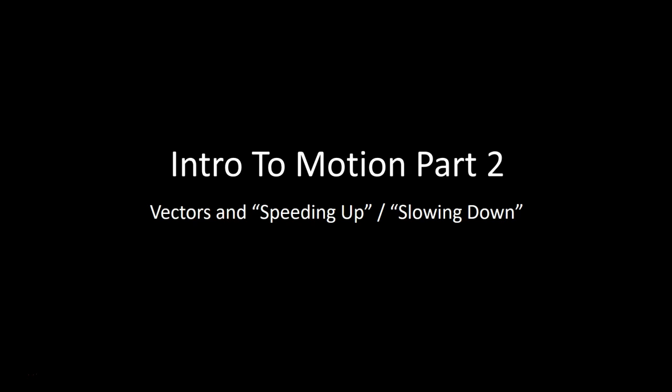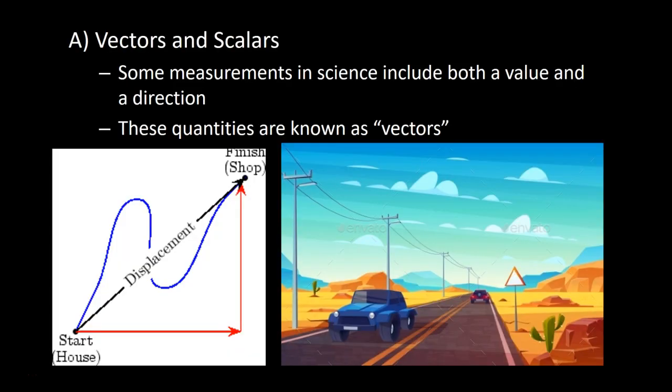We're going to look at vectors as well as speeding up and slowing down, what that means both in terms of objects, which is fairly straightforward, but also understanding that in terms of vectors. There's a misconception there, and our knowledge of vectors is going to help us hopefully sort through it. So let's go ahead and get started.